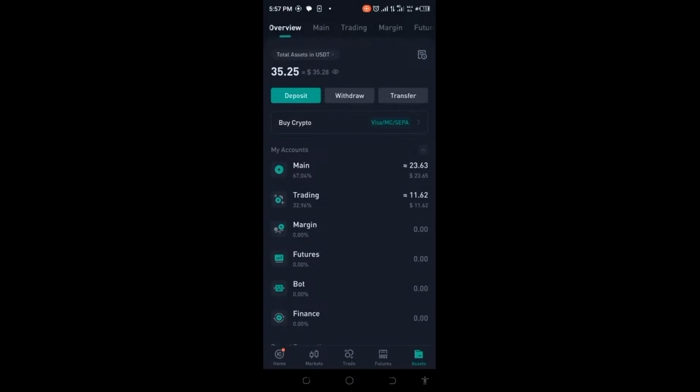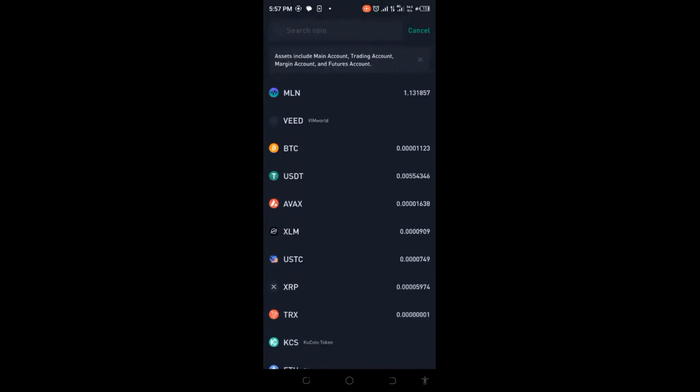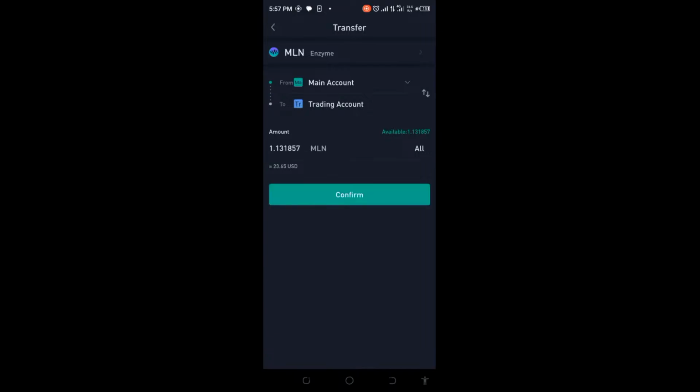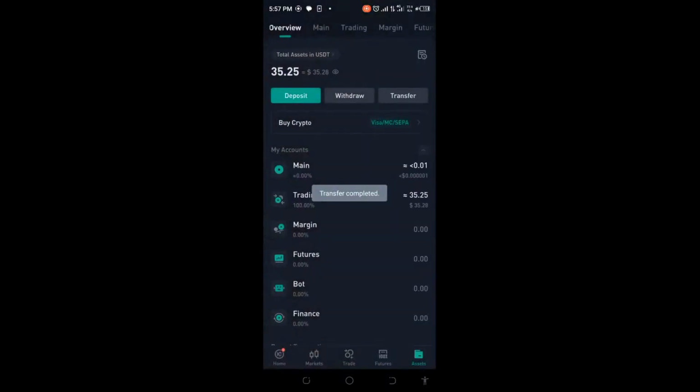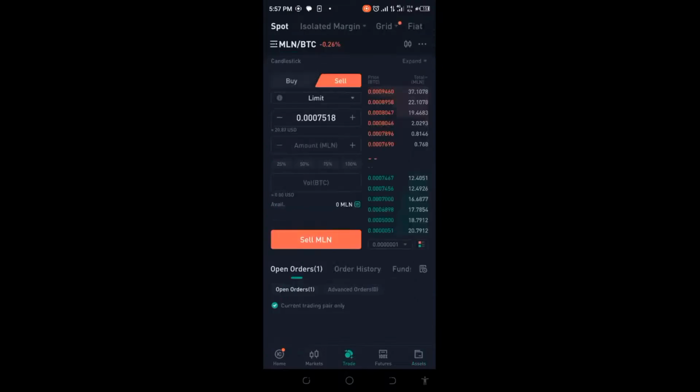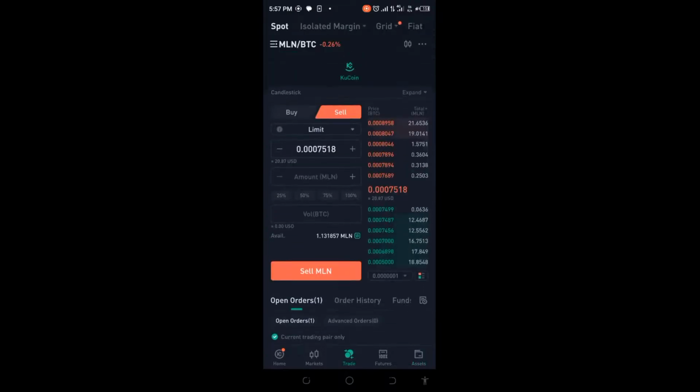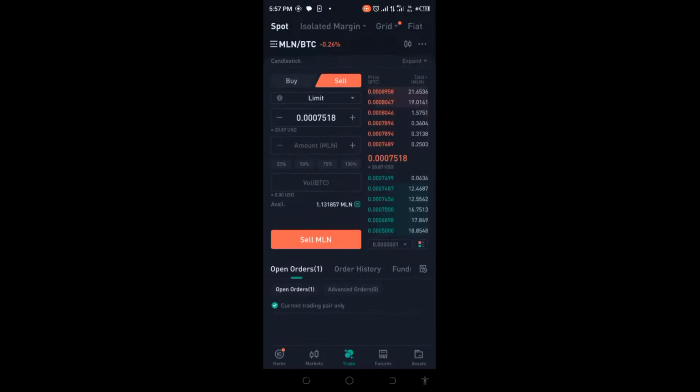Okay. So now what we need to do is transfer this. We're going to have to transfer this, right? So what do we have here? We have 1.13, so we're just going to put that 1318. Oh, I love that sound. So we're going to go over to trade now. When we do this, we're going to see everything here. Oh, wow.